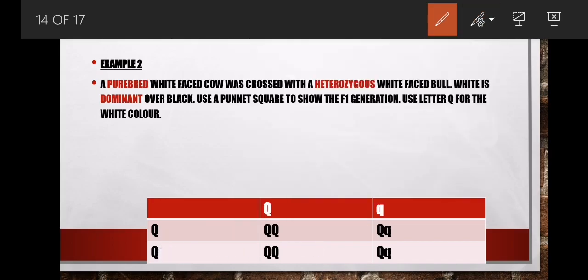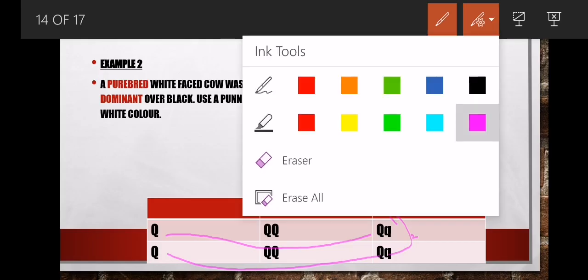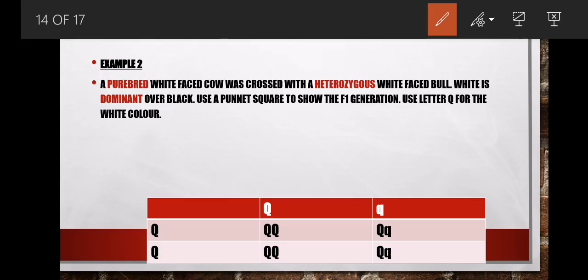But then let's check the next one. What about this one? We cross this allele with this allele and we get a heterozygous. We cross this one with this one and we get another heterozygous. That's how we come up with this allele. So in a simpler way, we had Q like this way, like this way.